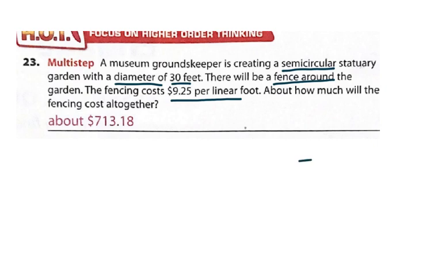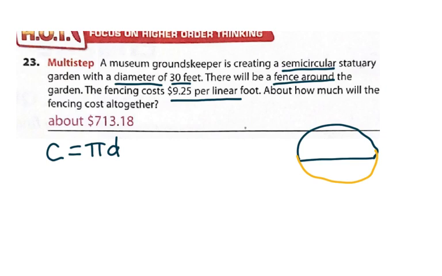So that means our circle is going to be like this, a half circle. So the first thing that we have to do here is find the circumference of the circle, okay? So the circumference is going to be equal to pi d. So that would be finding the entire circle, pretend that's a good-looking circle, okay? Circumference all the way around.